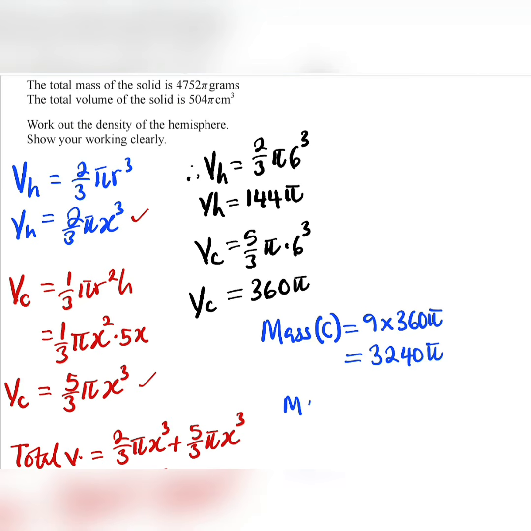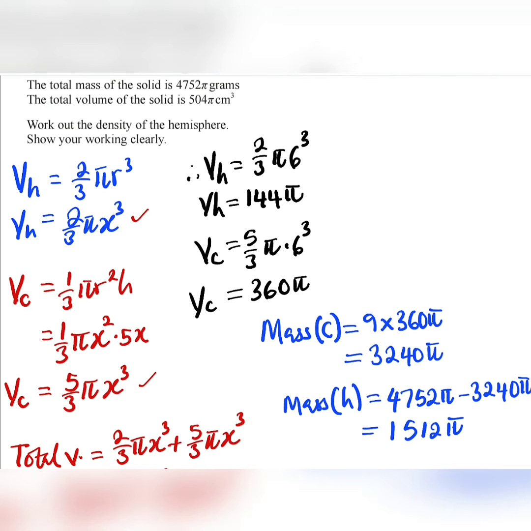Then the mass of the hemisphere will be equal to the total mass, which is 4752 pi, take away this particular one, 3240 pi. If we subtract, this is going to give us 1512 pi. Now we have the mass of the hemisphere. So remember, the question says we should find the density of the hemisphere. Density is equal to what? Mass divided by its volume.